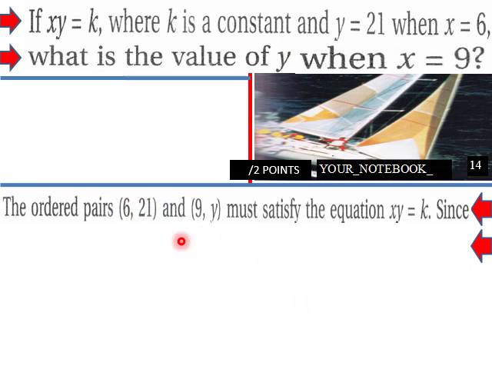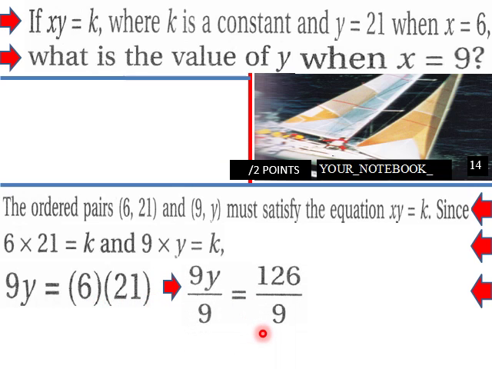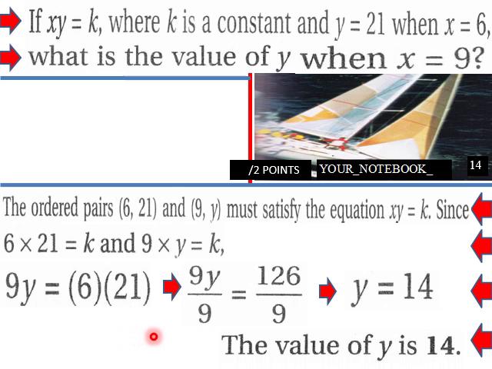So here are ordered pairs that will fit into this formula. 6 times 21 equals k, and 9 times y equals k. So here's our 9y, and then our k is 6 times 21. Then we divide through by 9, and we get y equals 14. The value of y is 14.